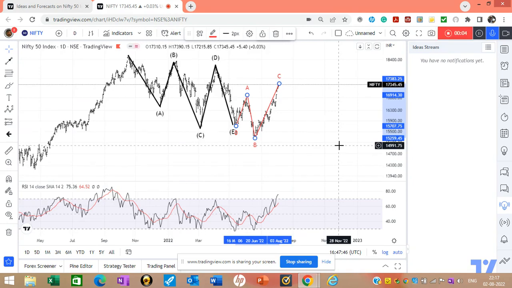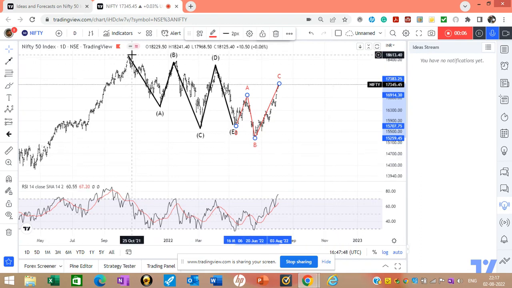I'm updating Nifty 50 and this decline I have marked as a leading diagonal pattern A, B, C, D and E, and this is a correction A, B and C, expanded flat correction. This is in form of wave 2. I am expecting a wave 3 decline.